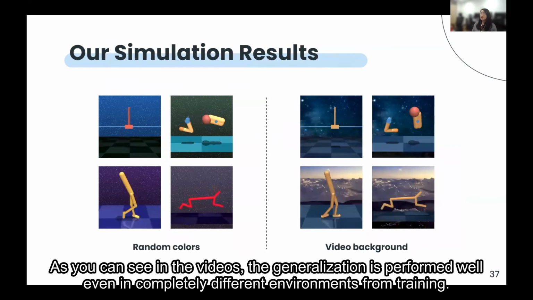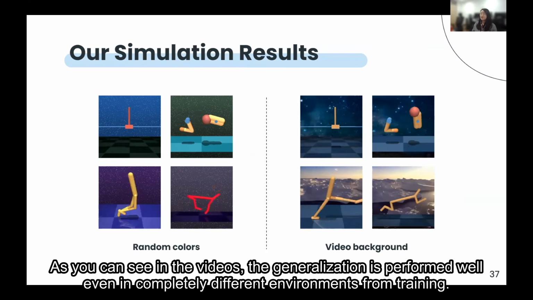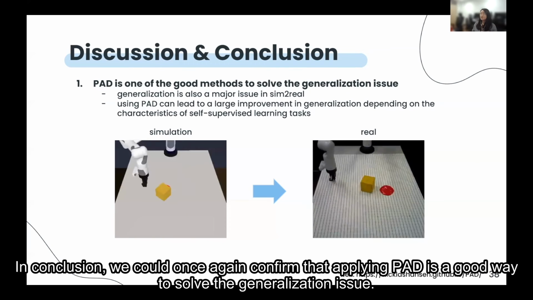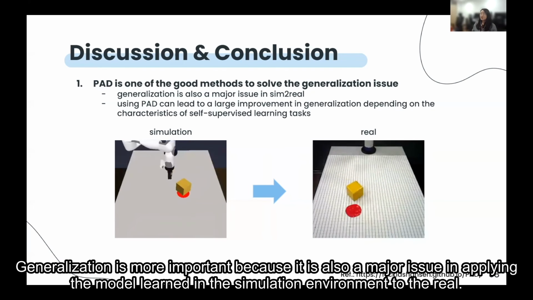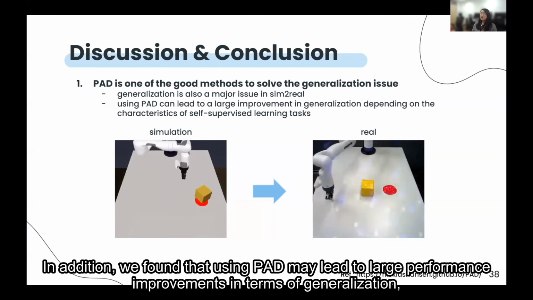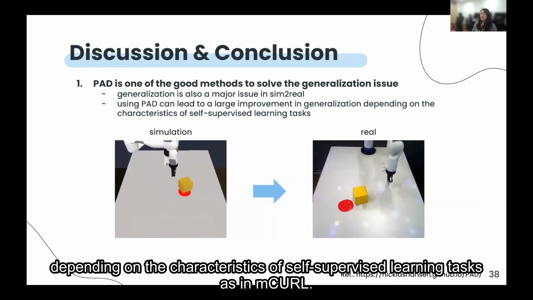As you can see in the videos, the generalization is performed well even in environments completely different from training. In conclusion, we could once again confirm that applying PAD is a good way to solve the generalization issue. Generalization is more important because it is also a major issue in applying the model learned in the simulation environment to the real one. In addition, we found that using PAD may lead to large performance improvements in terms of generalization depending on the characteristics of self-supervised learning tasks, as in the M-curve.